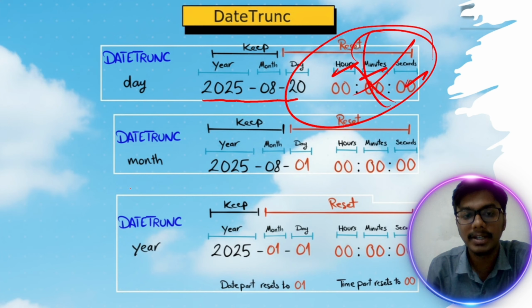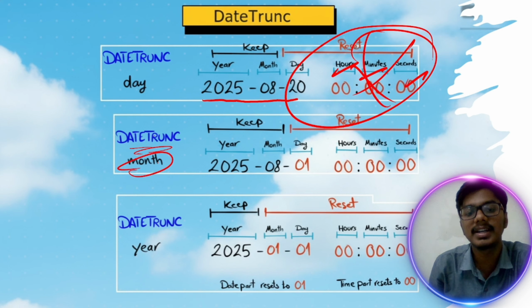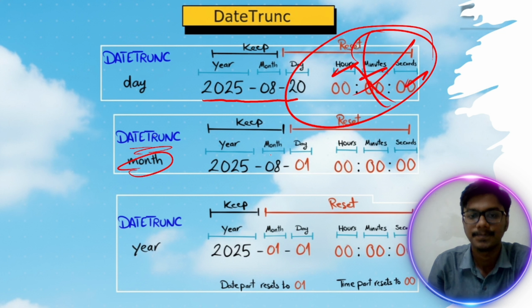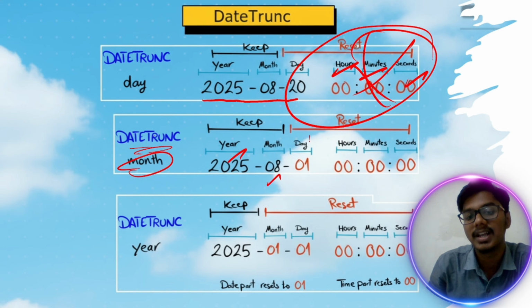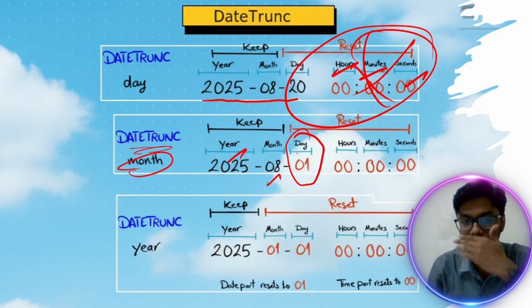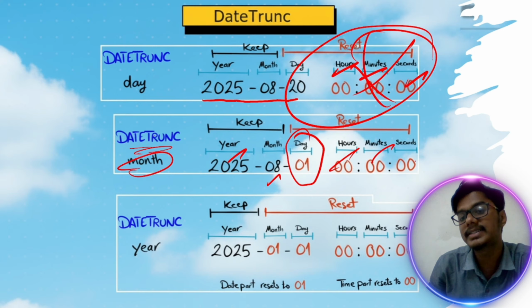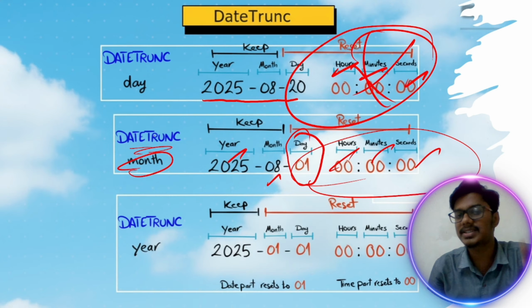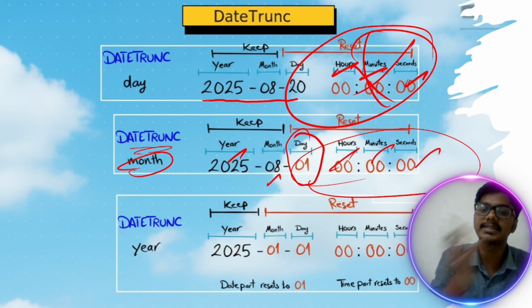So if I want the particular month, I use DATETRUNC, giving the argument as month. So what will be the output, right? The year should be present as it is, and the month should be present as it is, and the day will be reset as 1, and hours, minutes and seconds are reset as 0000. There is no date as 00, right? The first day of the month is considered as 1. So we are resetting the day as 1.